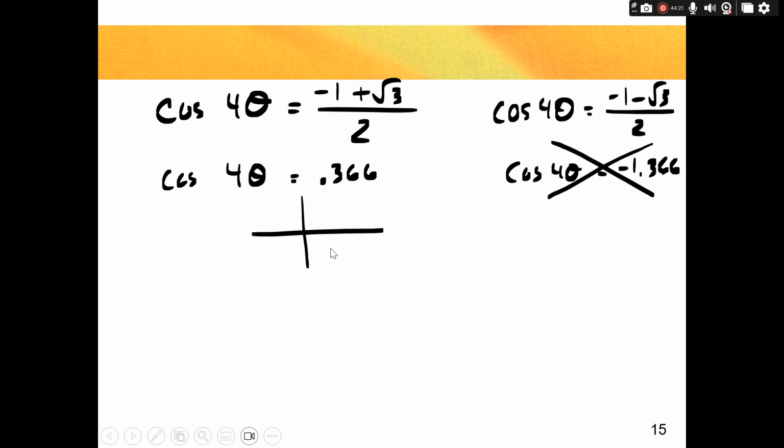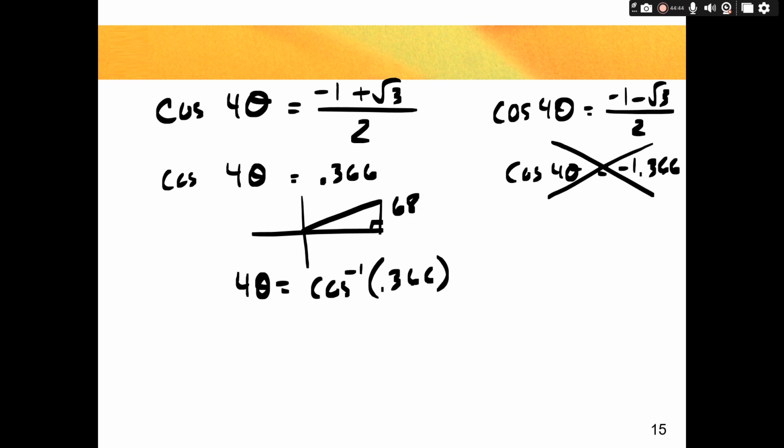On your calculator, you're going to punch in cosine inverse of 0.366. What do you guys get? Cosine inverse of 0.366, and make sure it's in degrees. Perfect. You should get 68.5. If that is the case, that's in quadrant 1. That's a reference angle, right? So spin it around. It has to be another one in quadrant 4. So it's 360 minus 68.5. Everybody okay with 291.5?